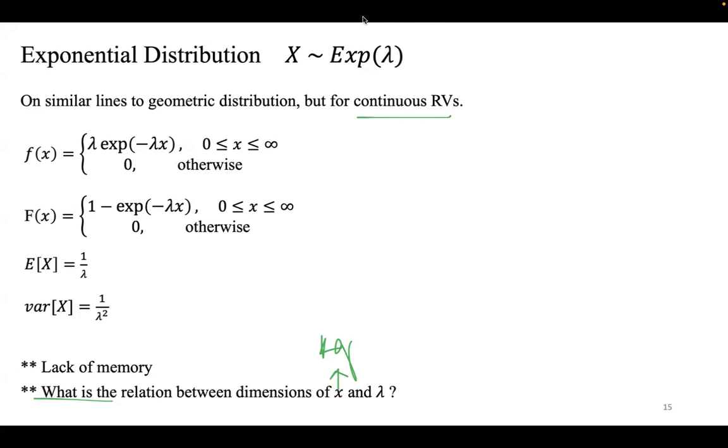Anybody? Kg, madam. Sorry, say that again. Kilogram. Yes. So expectation would also be kilogram, right? Now, if expectation is kilogram, then what would 1 by lambda be? So 1 by lambda is kilogram. So that means lambda has a unit of kg inverse. 1 by kg, right? But the thing is, if this is kg, this is also kg. Just keep it in mind and we'll see it in one of the questions.